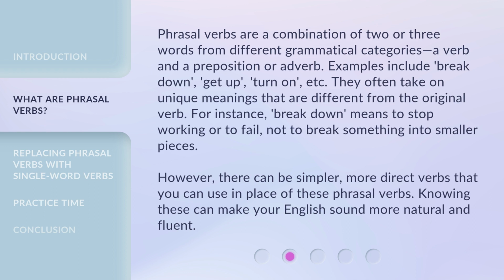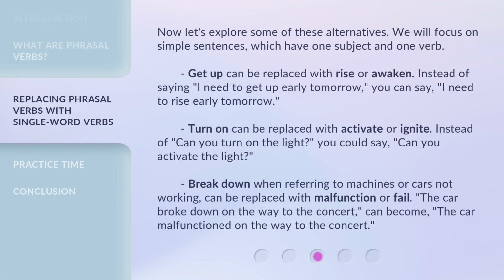However, there can be simpler, more direct verbs that you can use in place of these phrasal verbs. Knowing these can make your English sound more natural and fluent. Now let's explore some of these alternatives. We will focus on simple sentences, which have one subject and one verb.